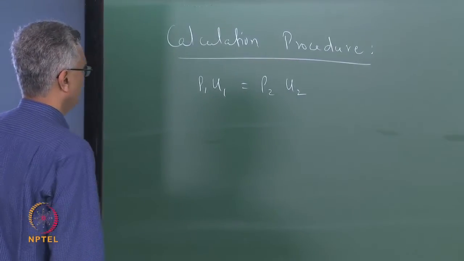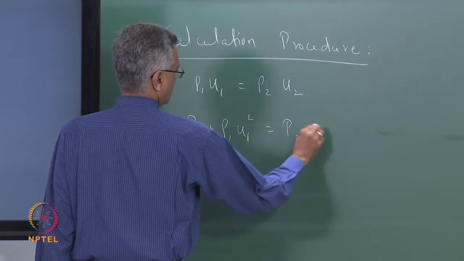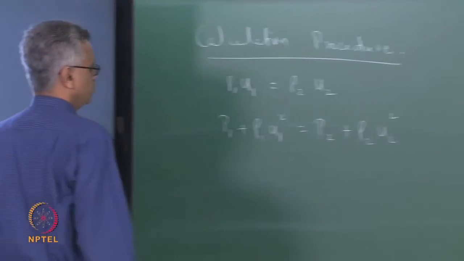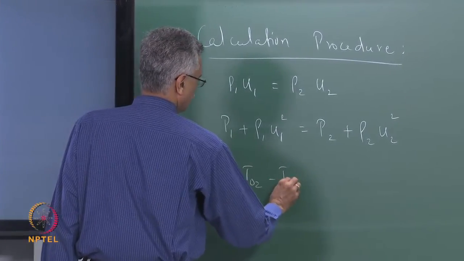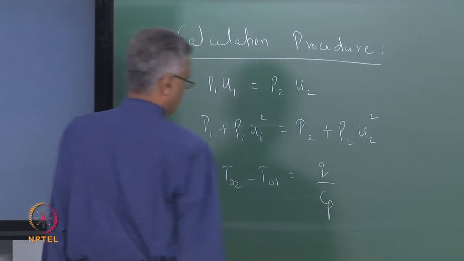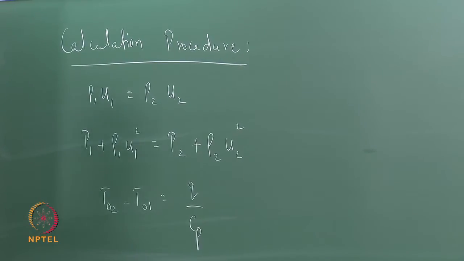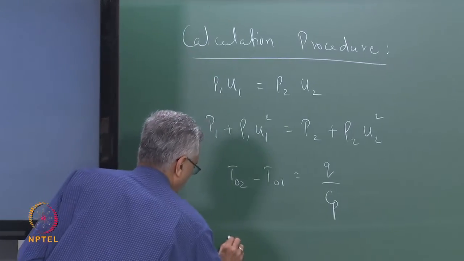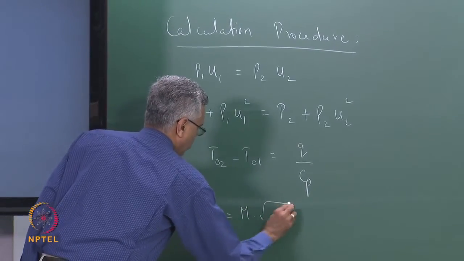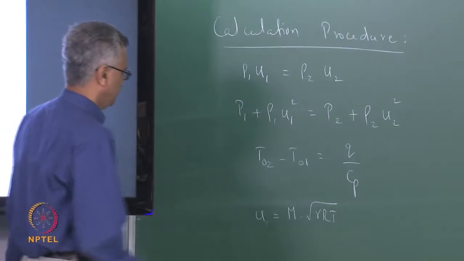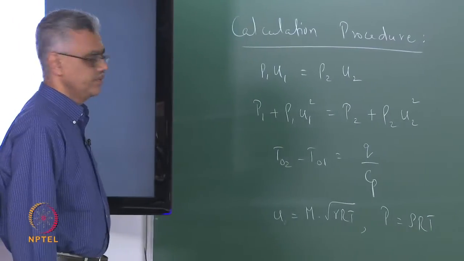related like this: rho 1 u 1 equal to rho 2 u 2, and if you remember, p 1 plus rho 1 u 1 square is equal to p 2 plus rho 2 u 2 square, and the energy equation itself could be written like this: T 0 2 minus T 0 1 is equal to q over Cp. And in addition to this, we also have the definition of Mach number: U is equal to the Mach number at any point times square root of gamma RT. That's the definition. And we also have the equation of state, which says P equal to rho RT at any point.